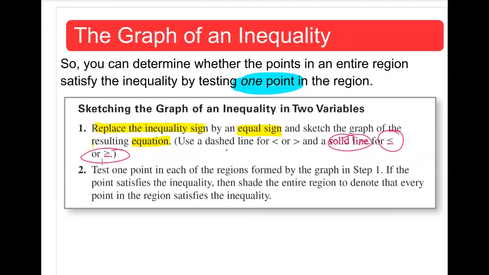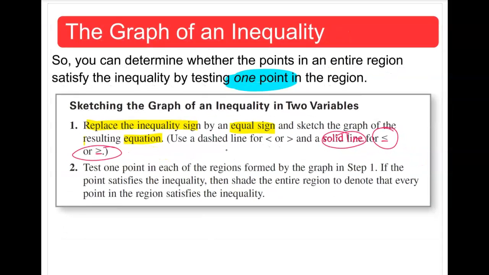Now we will use a dashed or dotted line for the symbols less than or greater than without the equal part. So it's important to remember that, because in that case, the points that are exactly on the line are not solutions to the inequality or to the system of inequalities.